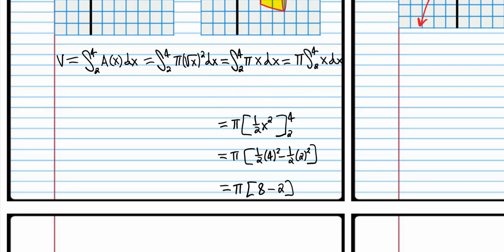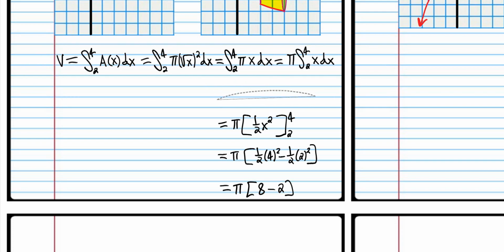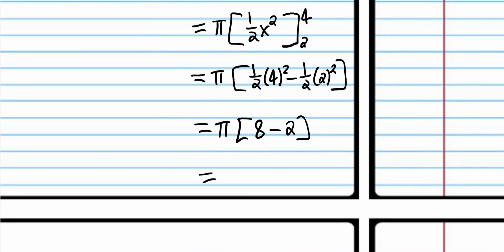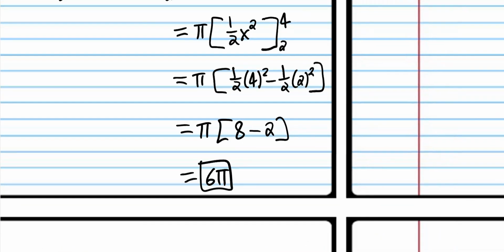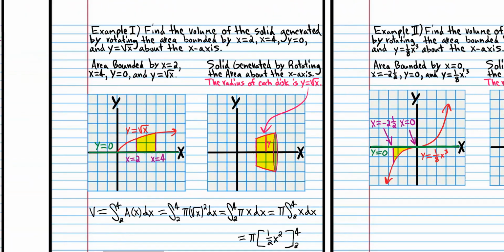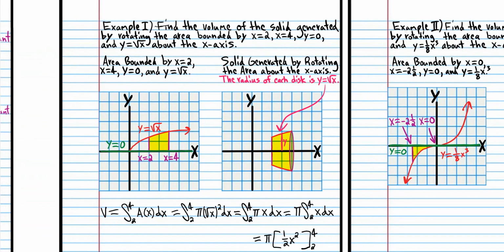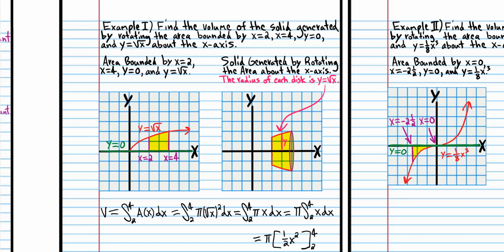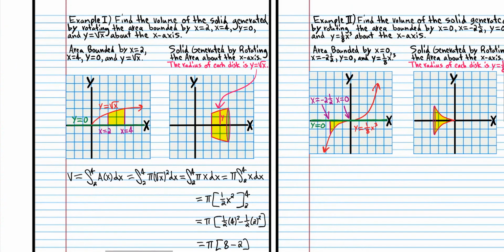And let me find a little more room. So our final answer is that's the volume of this cup shape. So that's how this works. Again, the problem tells us to find the area bounded by these graphs, and then we rotate it about the x-axis, and then we find the volume of that corresponding solid.